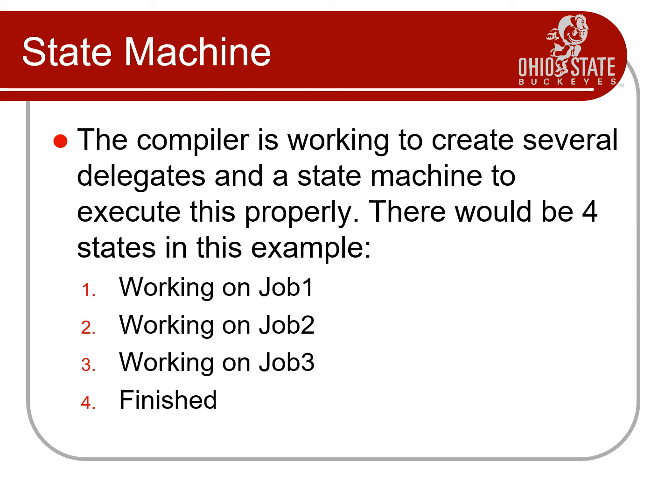So behind the scenes, though, the compiler is working to create several delegates and some state machine. It's writing a whole bunch of new classes, new code to execute this properly. So in this example, there would be 4 states. It'd be working on job 1, and now I'm working on job 2. Now I'm working on job 3, and now I'm finished with my work. Okay.